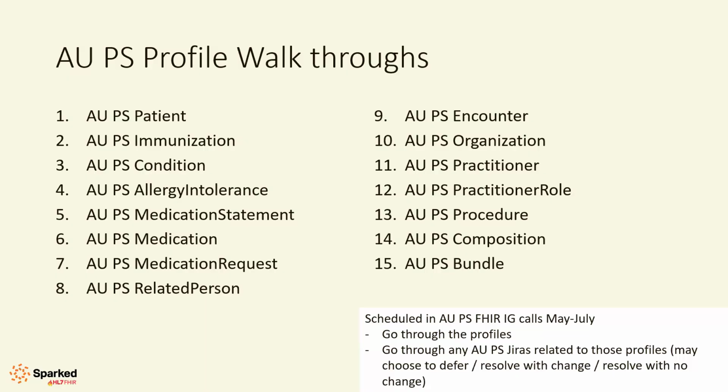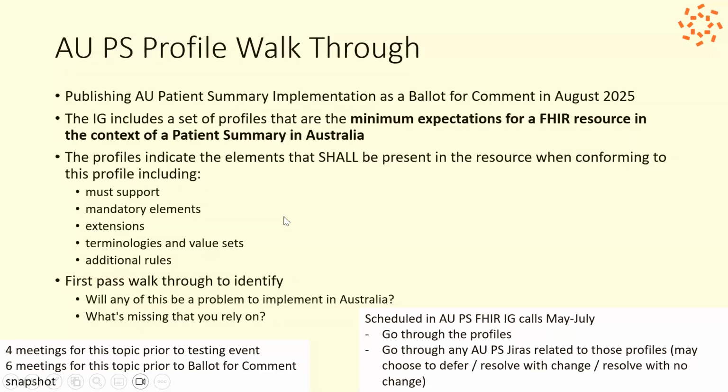Here's the profiles. We've got 15 at the moment, and we should walk through these in our calls, basically. At the same time, we'll do a walk through the profile, and we'll also check through the backlog, remembering the JIRA project is out, and if there have been any JIRAs raised on those particular profiles, we'll go through those at the time.